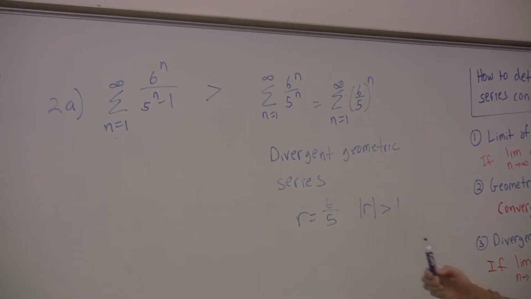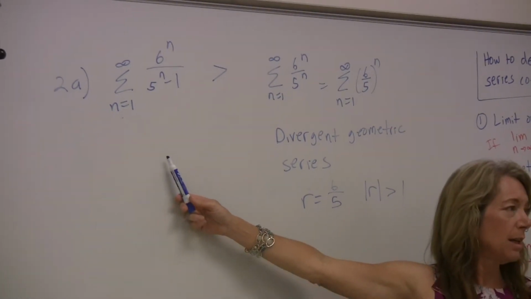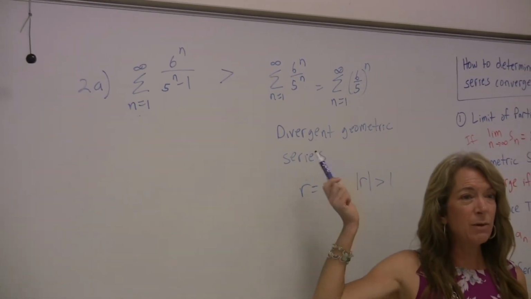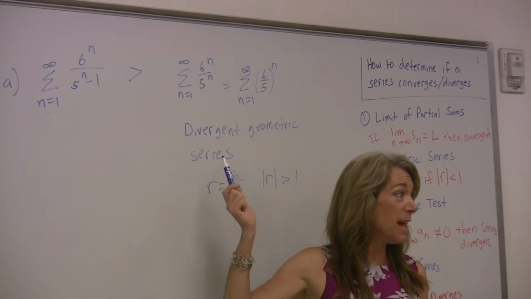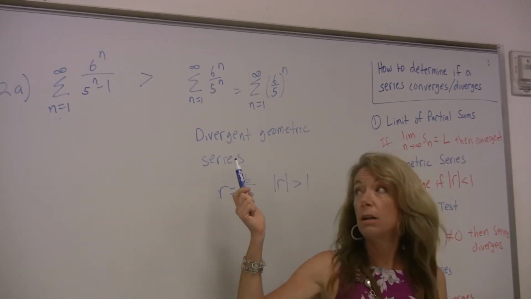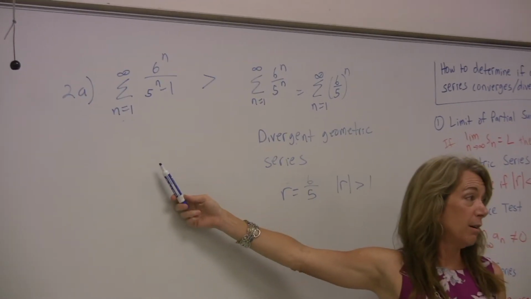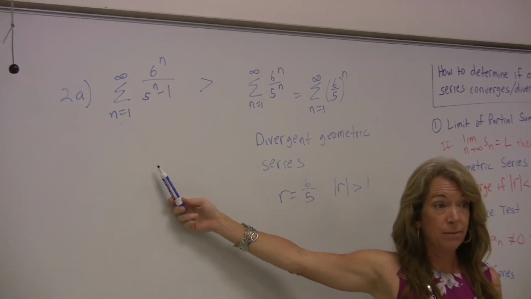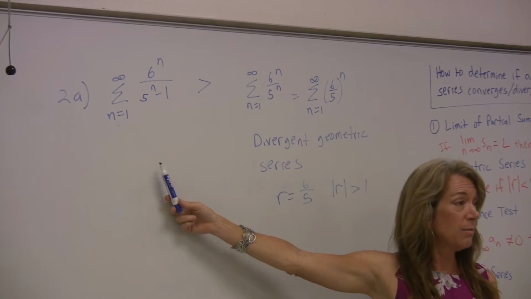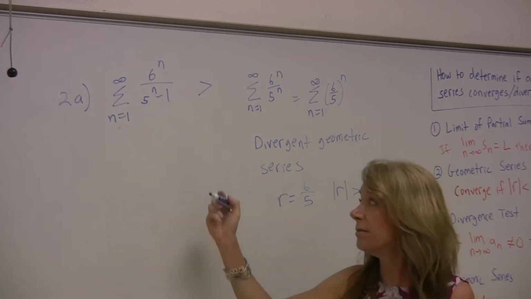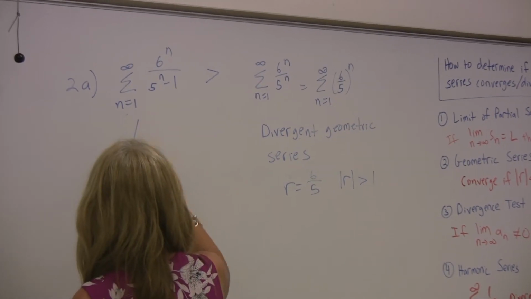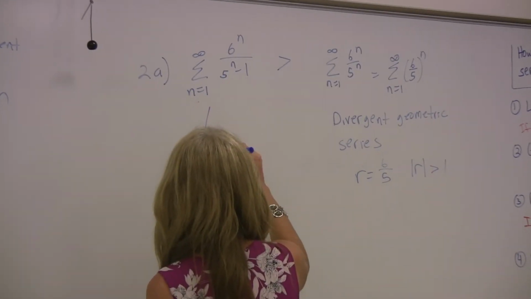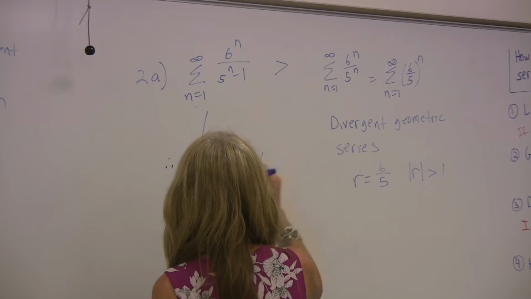The series that we're interested in is bigger than this one. What does this one add up to? Infinity, that's what it means to diverge. This one adds up to an infinitely large number. This one adds up to a bigger infinitely large number. So what happens to this one? Diverges. Therefore, this one diverges by the comparison test.